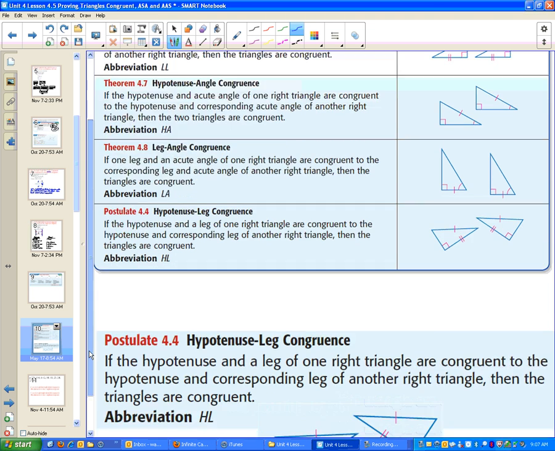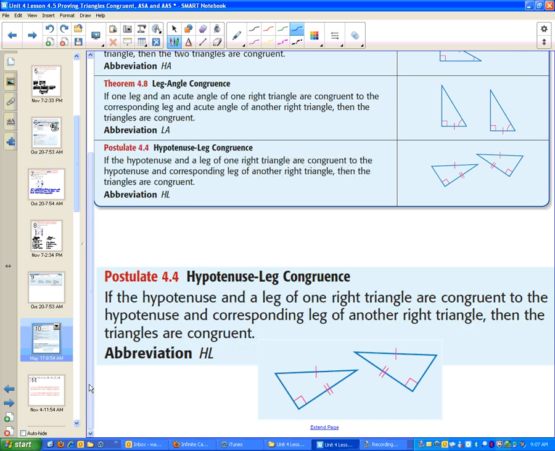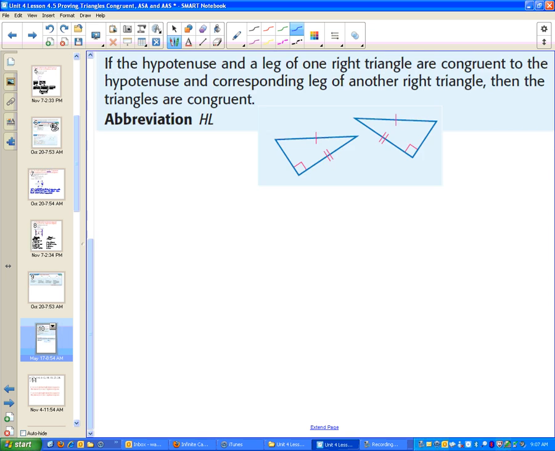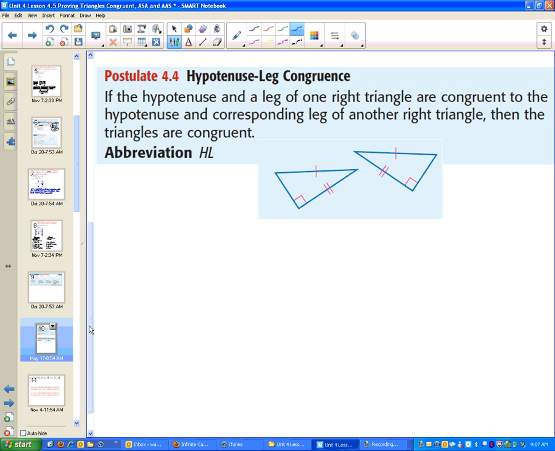There's another method that has kind of fallen out of favor, and I don't really know why. For a right triangle, and I guess it's because it only works for a right triangle. Okay? For a right triangle, it's called the hypotenuse leg theorem. For a right triangle, if you have the hypotenuse and the leg of one right triangle congruent to the hypotenuse and the corresponding leg of another, then the triangles are congruent.